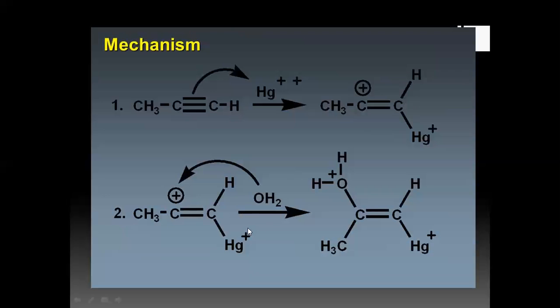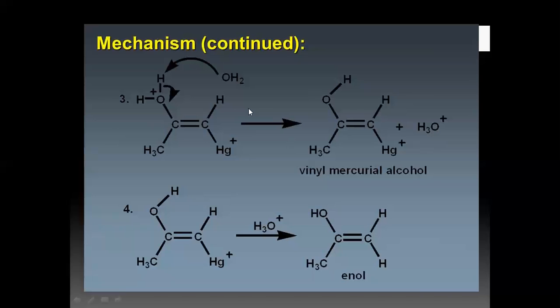First, the pi bond will attack the mercuric ion. Mercuric ion will attach with this carbon atom and here positive charge will come because it is electron deficient. In the next step, the water molecule will come and the lone pair of the oxygen will attack this carbon atom and attach with it. Now it will obtain positive charge. Then in the next step, again a water molecule will come and the oxygen will attack this hydrogen atom and this bond will shift here.